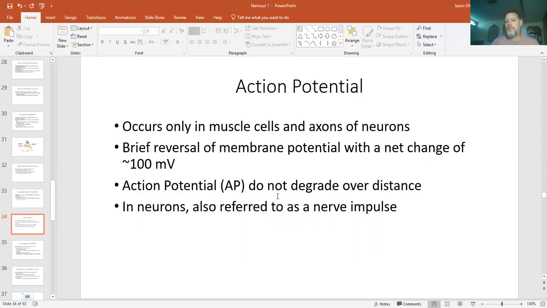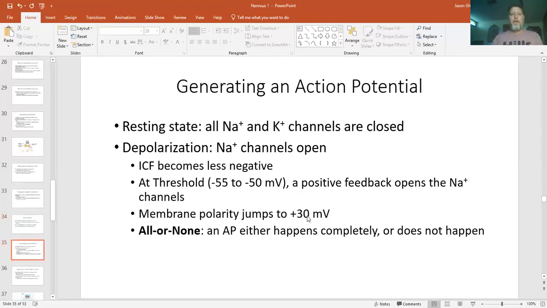This action potential doesn't degrade, so it's transmitted down the length of the axon. And some axons in humans are more than 1 meter long. We call this a nerve impulse. I'm probably going to call it an action potential the whole time for us. I'll name it an impulse from time to time, but yes. All right, now how does all this happen?